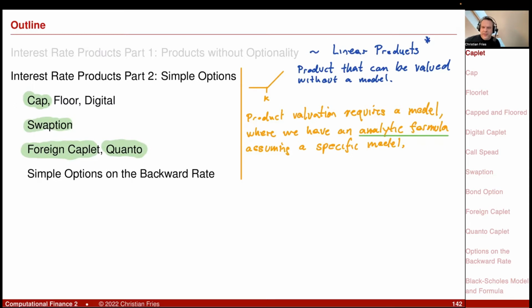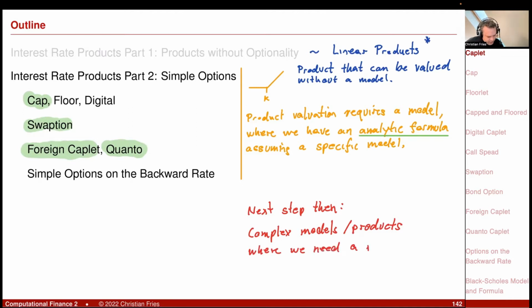Well, the third thing, so the next step after this, are complex models or products where we do not have an analytic formula and where we need a numerical method, yeah, like a Monte Carlo method to approximate the integral.